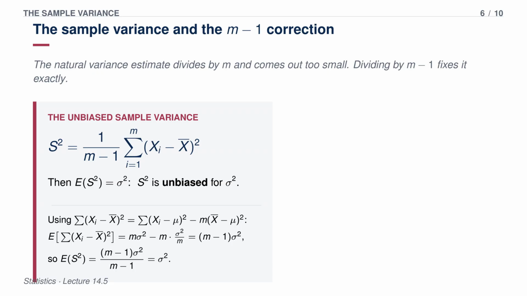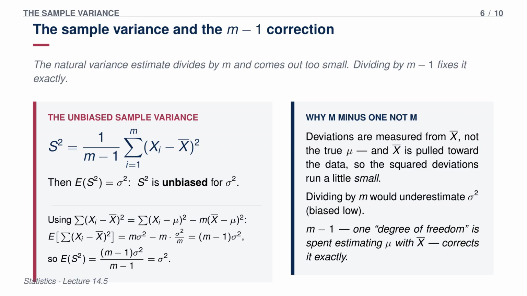There's a tidy identity that splits the sum of squared deviations, and when you take expectations, the whole thing collapses to m minus 1 times sigma squared. Divide by m minus 1, the m minus 1 cancels, and you're left with sigma squared, exactly.